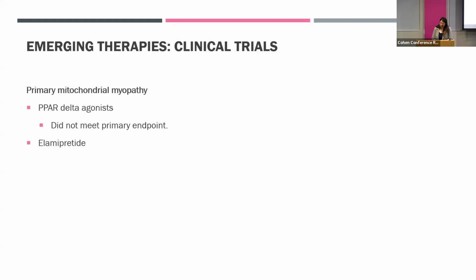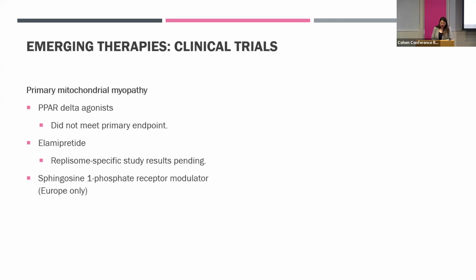Elamipretide is one that just closed. It's an aromatic-cationic tetrapeptide that binds to cardiolipin. So for that one, we did a trial for a ribosome-specific mutation. That study result is pending. And then in Europe, there's one that's actually an immune modulator, a sphingosine 1-phosphate receptor modulator. And then there's one that we are hopefully starting soon, which is an NAD stimulator with this compound KL1333.